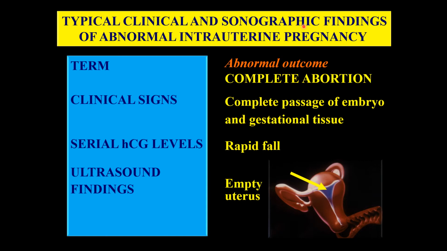We can scan the patient longitudinally and transversely by using a TVS transducer and look for a gestational sac and try to find a clear yolk sac. If we get an intrauterine gestational sac with a yolk sac and embryonic parts, then it is definitive of intrauterine pregnancy.